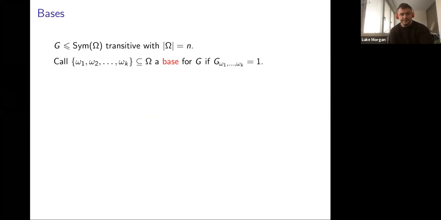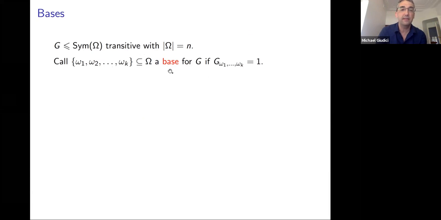Thanks. Right. Okay, so I've got a group G, which is a subgroup of Sym(Omega), and it's going to be transitive. I'm only going to deal with finite sets here, and the size of my set will be equal to n. Then if I have a subset of my set Omega, this will be a base for G if the pointwise stabilizer of my subset is 1. So the only element in my group which fixes omega 1 and omega 2 and omega 3 and so on all the way up to omega k is the identity permutation.